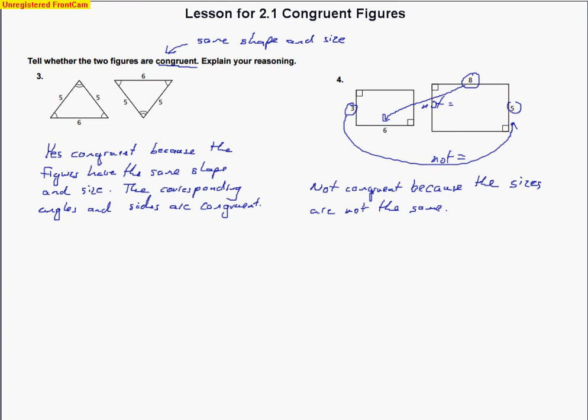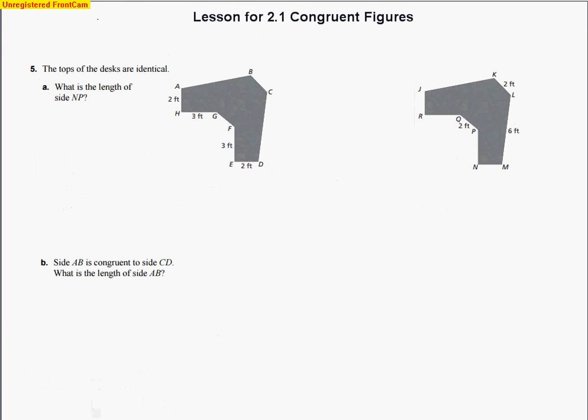Let's take a look at another one here. And on this one, it says that the tops of the desks are identical. So when we see that word identical, that tells us that they are congruent. It means they are the same size and same shape. So if we look at what is the length of NP, well, NP is not given to us. But since these are two congruent figures, we look to see what corresponds to NP.